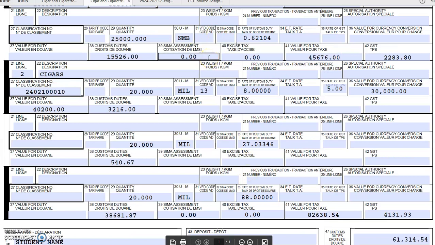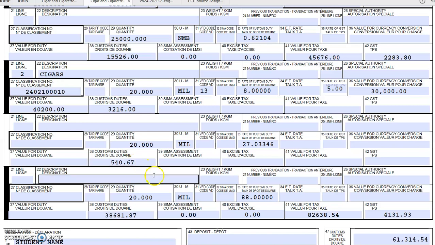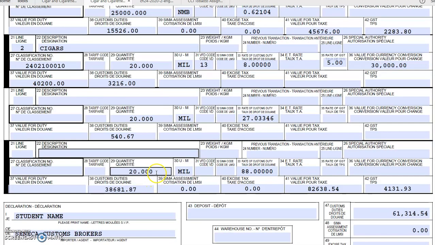So remember, you need to do 3 lines for the cigars. The first line is the customs duty, which is 8% of the value. The quantity is thousands. The quantity doesn't change. The unit of measure and quantity doesn't change for all 3 lines. The second line is the excise duty, just like you did with the cigarettes. Okay, and it's 27.03346 times the 20, because that's per thousand. You have 20,000. And that makes $540.67. But then you have a third line, an additional excise duty of 88% of the duty paid value.